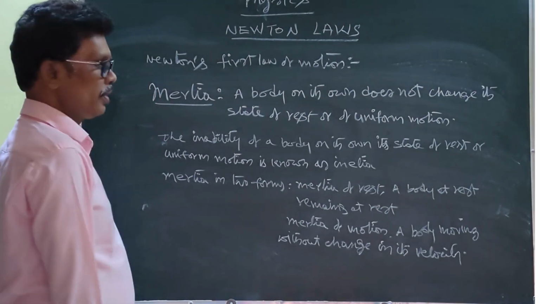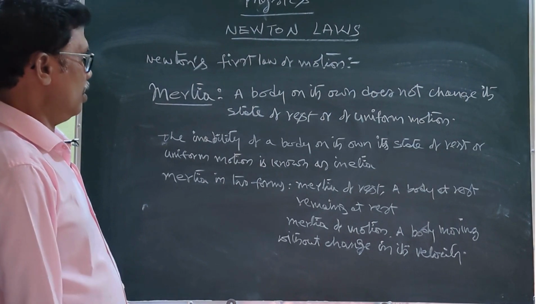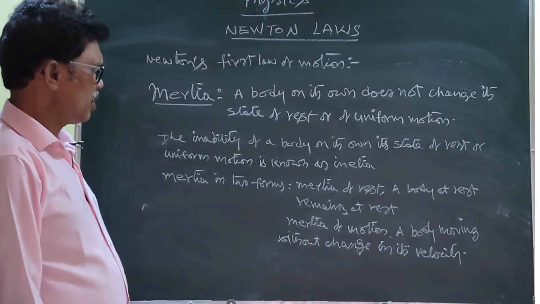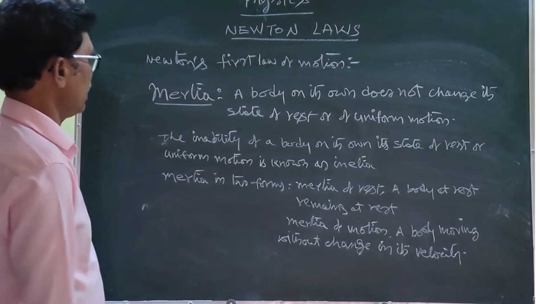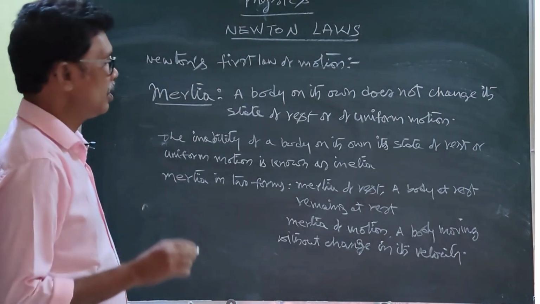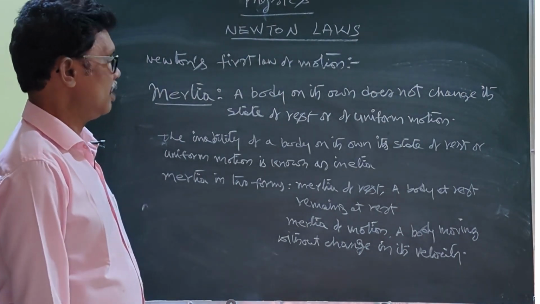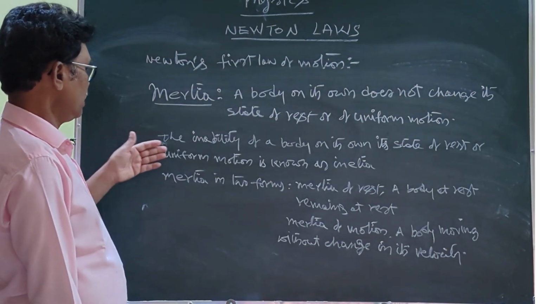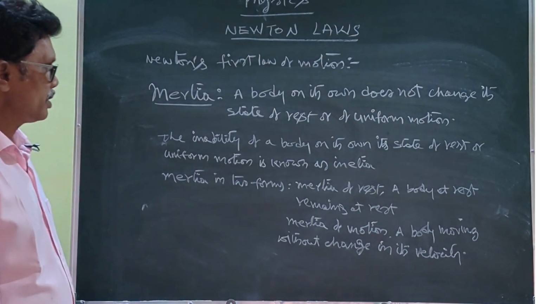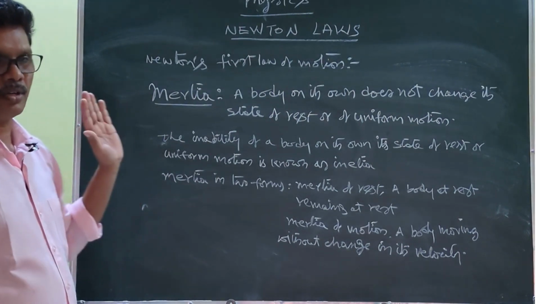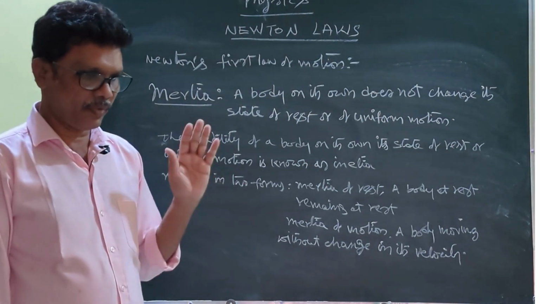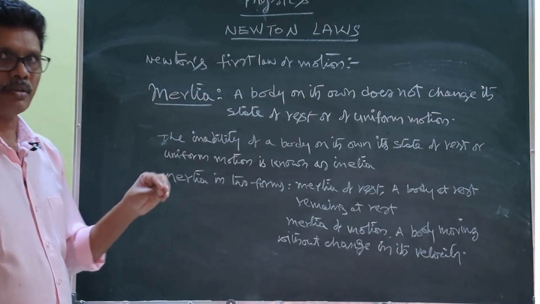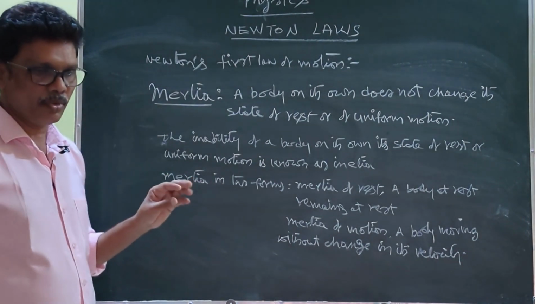is also related to inertia. Inertia means a body on its own does not change its state of rest or uniform motion. Of course, inertia is nothing but what we discussed so far. What is the statement? The body on its own does not change its state of rest or of uniform motion. Another statement: the inability of a body to change its state of rest or uniform motion on its own is known as inertia. A body in a state of rest or in uniform motion, that state of the object is called inertia.